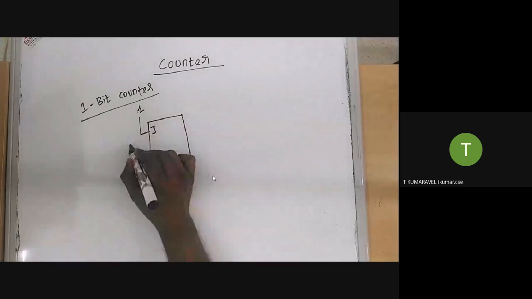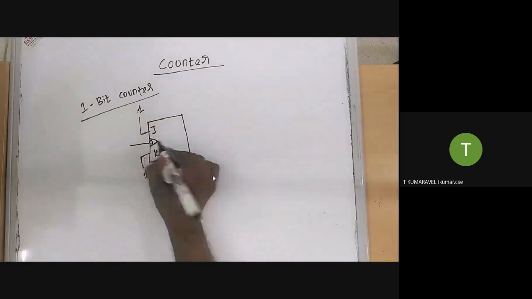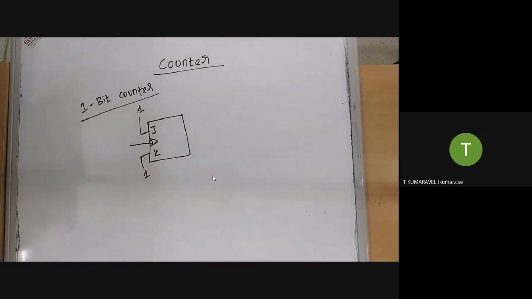Already we have seen 2 different types of counters are available. One is called a synchronous counter. Another one is called an asynchronous counter. So what is the meaning of asynchronous counter? Anyone tell me? What is the asynchronous counter?